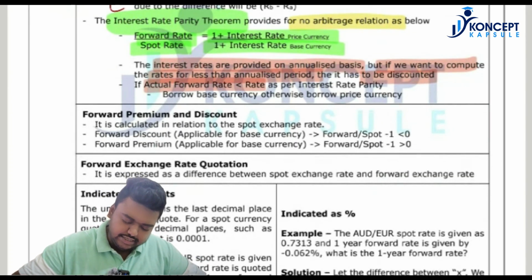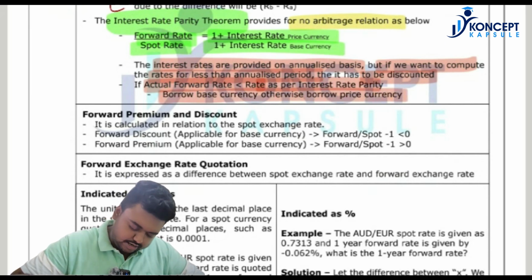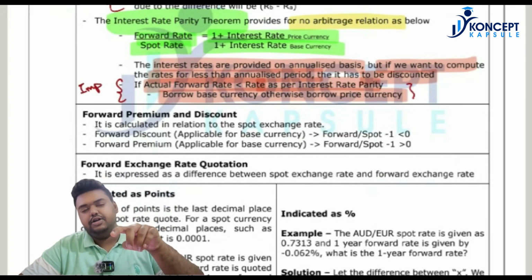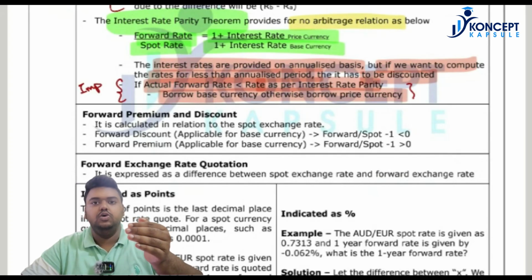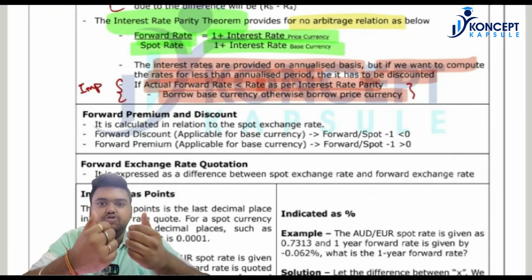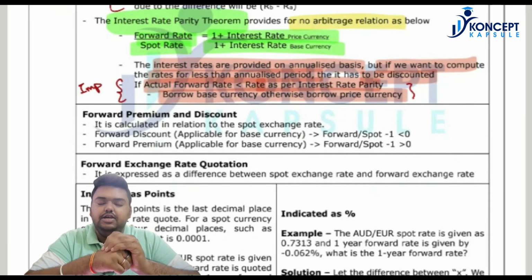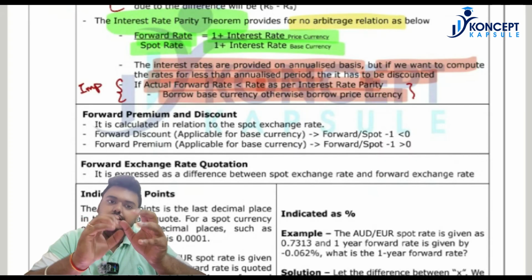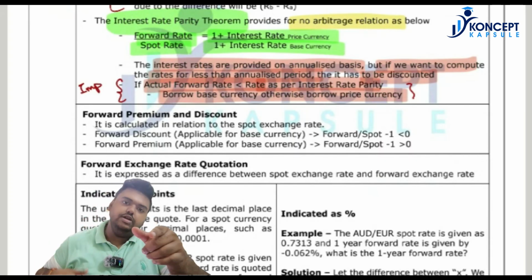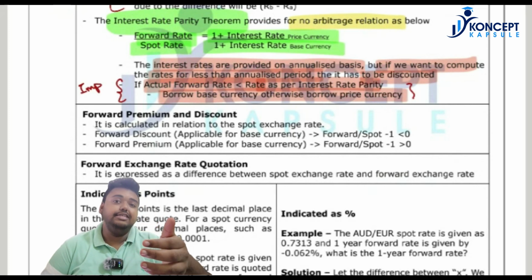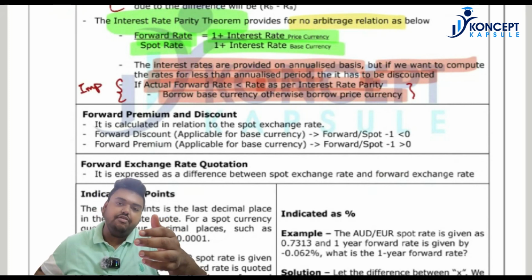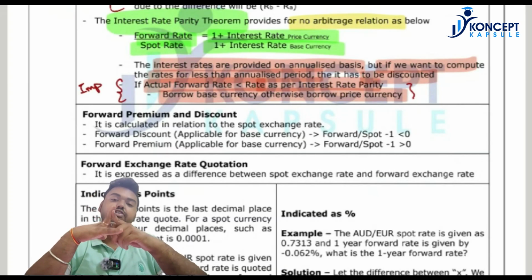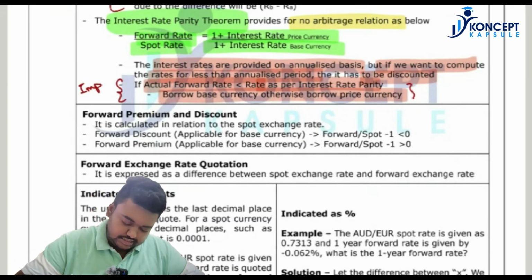If actual forward rate is less than the rate of interest rate parity, borrow base currency, otherwise borrow price currency. This guideline is important. Why? Because in your CFA paper, there will be no one telling you which currency you should borrow, which currency you should invest. You will be given forward rate, spot rate, and the interest rates of the currencies. You will be asked what the arbitrage profit will be. You have to identify in which currency the arbitrage profit will come out. So in that situation, this is a very important guideline.